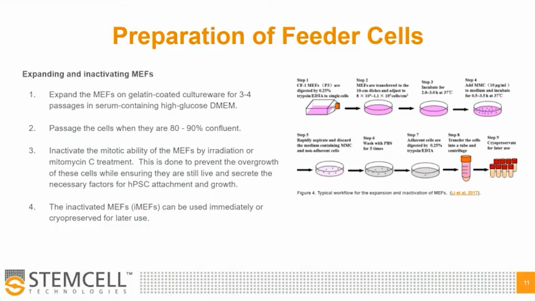The MEFs are usually expanded on gelatin-coated plates in serum-containing high glucose DMEM. When they are 80 to 90% confluent, they are passaged. After about 3 to 4 passages, they are mitotically inactivated by irradiation or mitomycin C treatment. This is done to prevent fibroblast outgrowth while still ensuring they are live and able to secrete the necessary factors for HPSC attachment and growth. The inactivated MEFs, or IMEFs, can be used immediately or cryopreserved for later use.